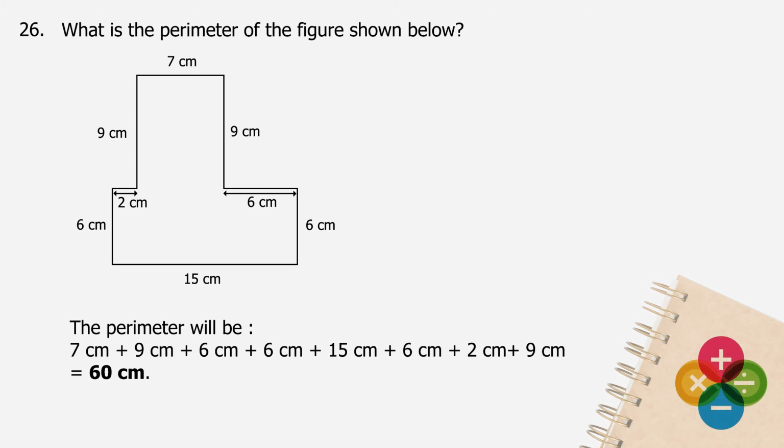The perimeter will be, add 7 cm, plus 9 cm, plus 6 cm, plus 6 cm, plus 15 cm, plus 6 cm, plus 2 cm, plus 9 cm, and the sum is 60 cm. The perimeter is 60 cm.